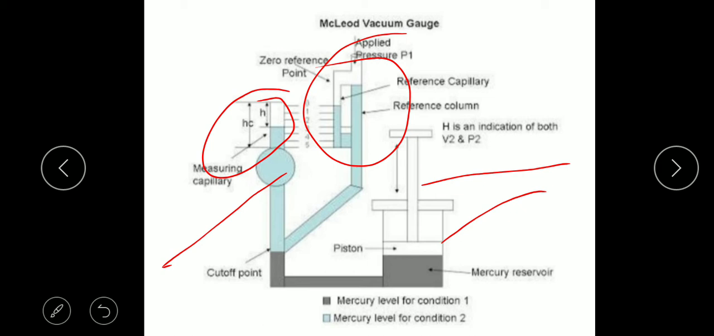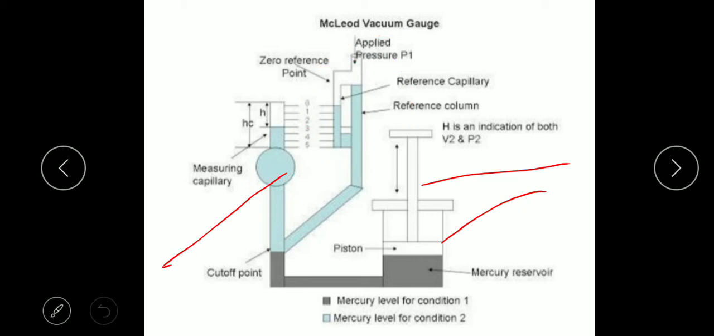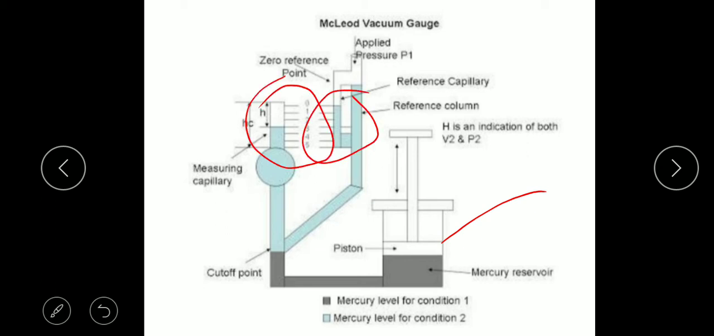Now you can see the name of this device is McLeod gauge or the McLeod vacuum gauge. That means when the word vacuum comes, it is related to low pressure. At the top of this device is the scale as mentioned, and by using this scale we can measure the unknown value of the volume and the pressure.